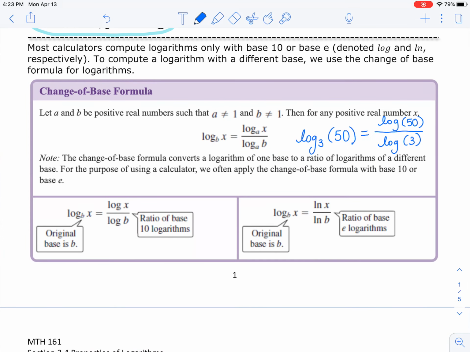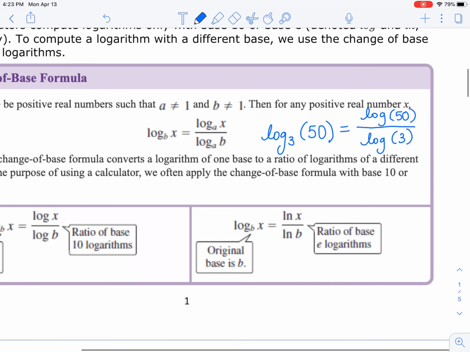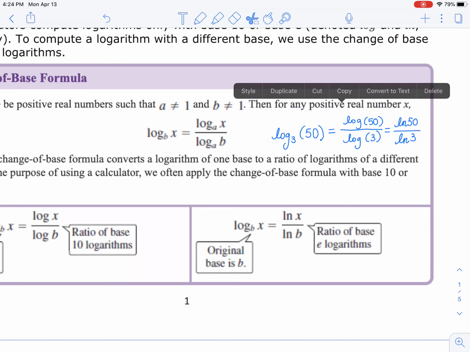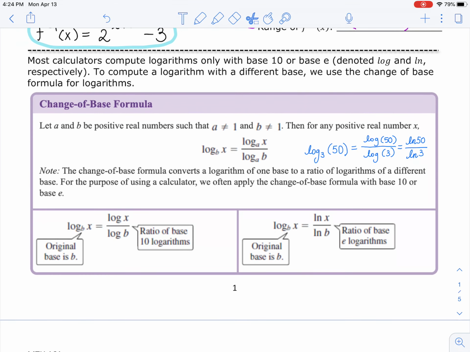So now, let me see if I can squeeze in that ln 50 divided by ln 3 here. Kind of cool formula, right? Because in case you don't have one of those fancy scientific or graphing calculators that has a log base, then you can just make it a division of two separate logs and still evaluate it. So that's what this is talking about.